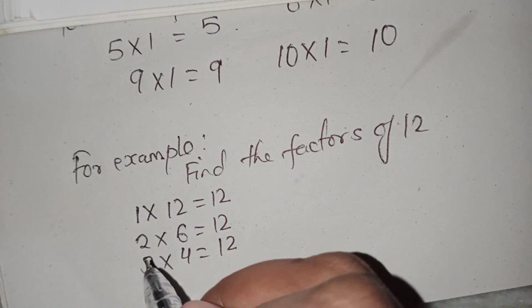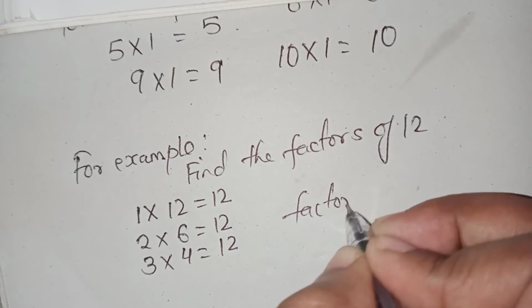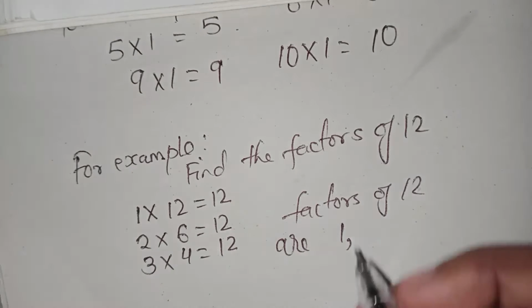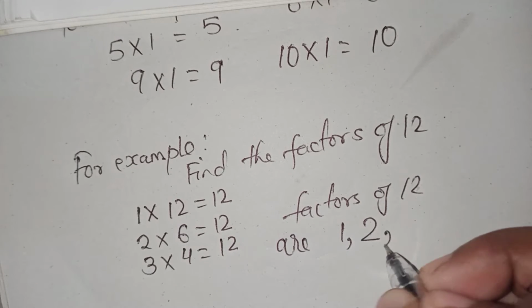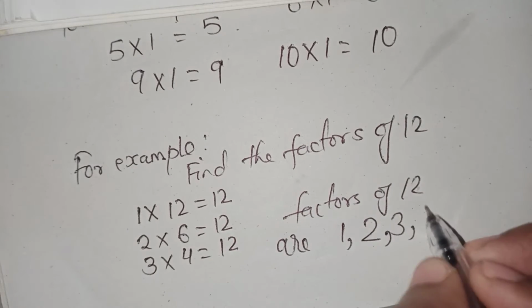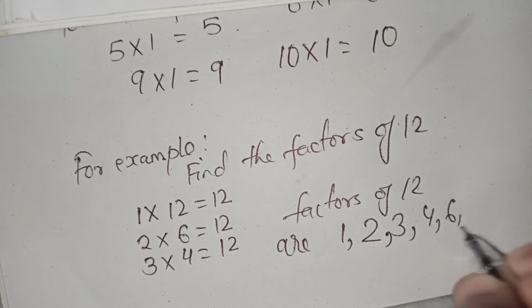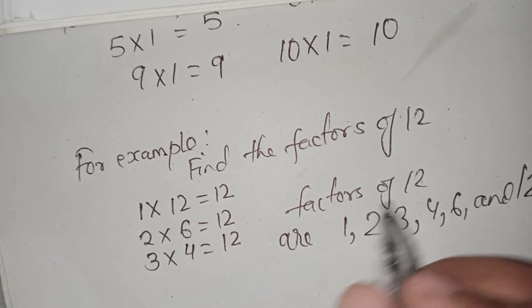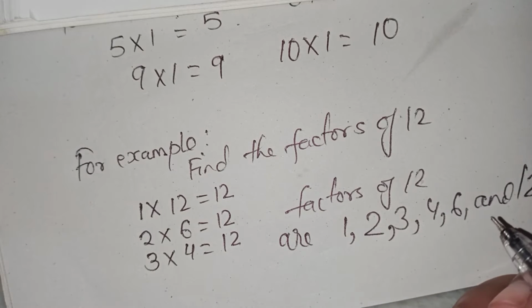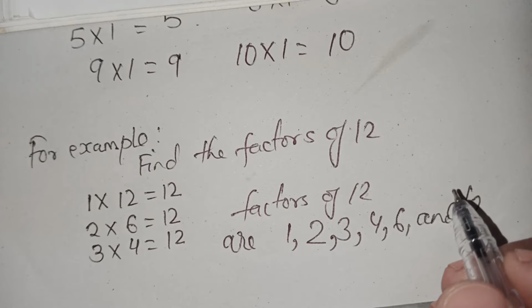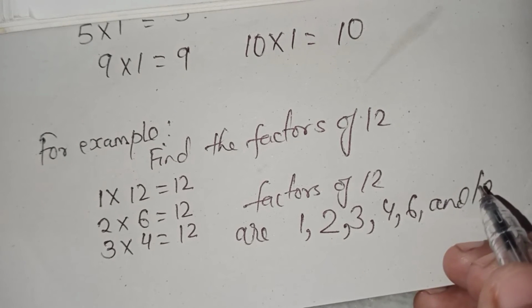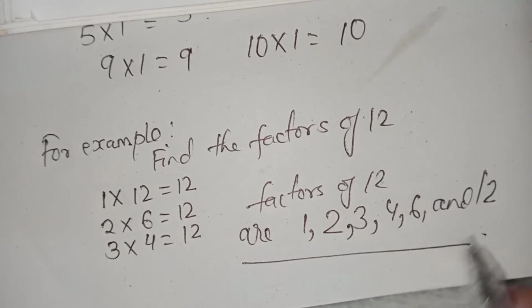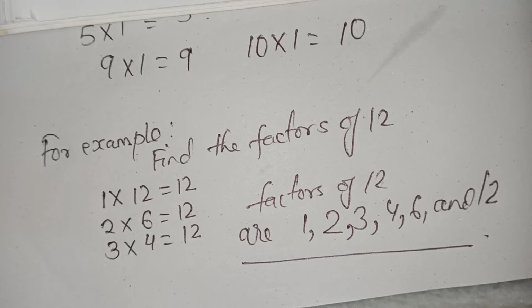So what are the factors of 12? Factors of 12 are: it comes in the 1 table, the 2 table, the 3 table, the 4 table, the 6 table, and 12 itself. So you can see now that 1 is the factor of every number, and the number itself is also a factor of itself. Every number is a factor of itself, so 12 is a factor of itself. Okay, so I hope you have understood about the factors. Now let us do the exercises.